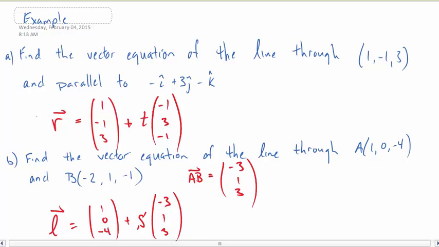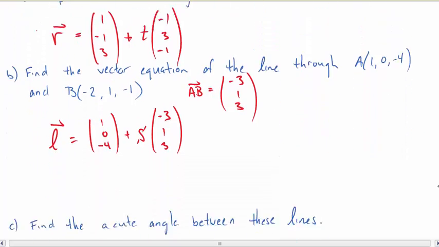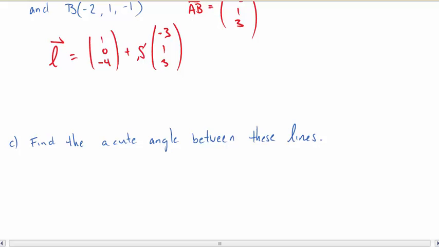And there we go. There is my equation for the second line. Now, here's the next wrinkle. These two lines, I'm going to tell you, they intersect each other. And I want to know what the angle between these lines is going to be. And we're going to look at the acute angle almost always.